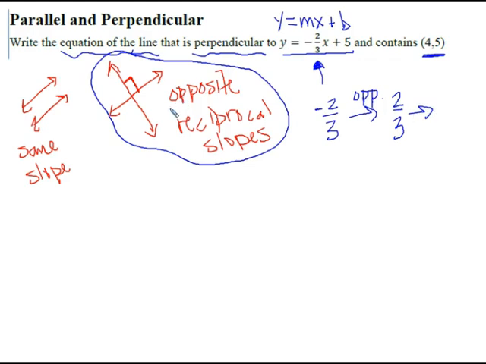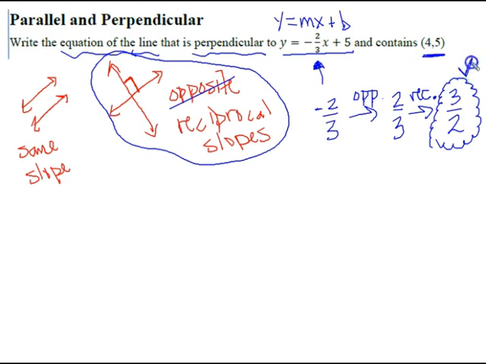But now that we found the opposite, let's go ahead and find the reciprocal. Now reciprocal just means to flip the two numbers. So we would have 3 over 2. So the slope we want to make sure we focus on is now 3 over 2 instead of negative 2 over 3. So here's what we know.